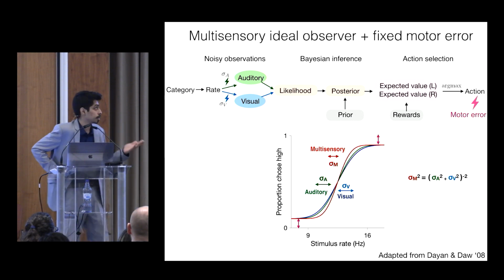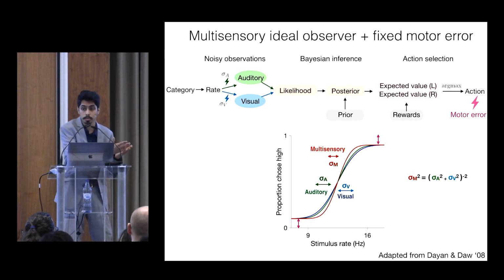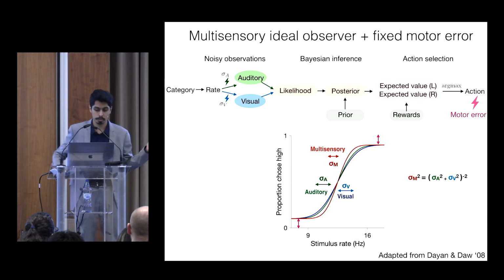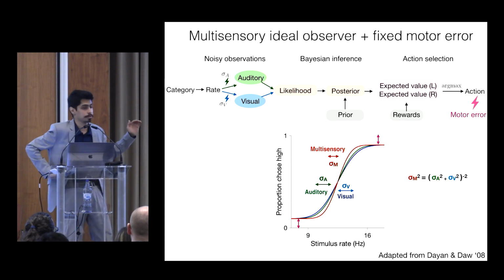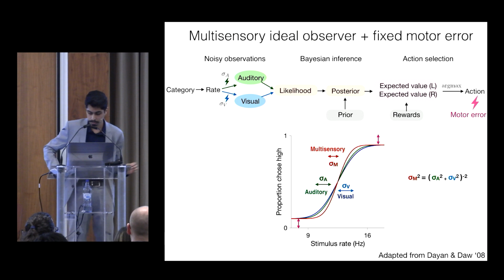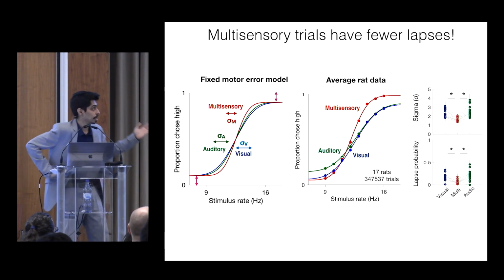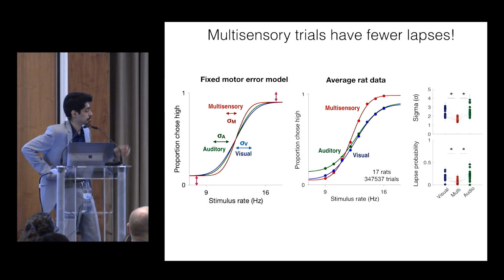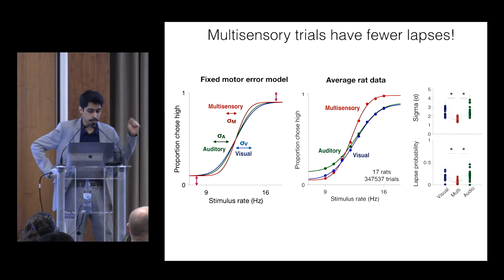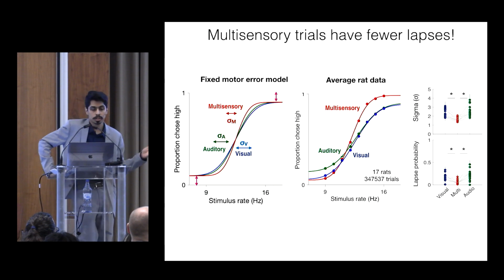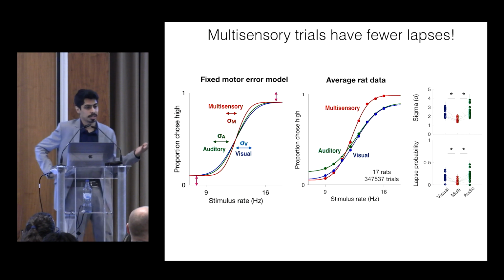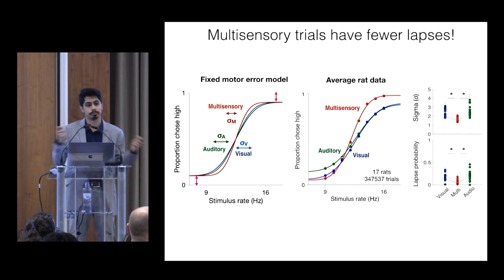To account for the possibility of lapses, we can turn to our first model of lapses, which is errors in motor execution. This model predicts a fixed rate of lapses across the 3 different conditions. However, the data doesn't actually match this prediction, as I hope you can see from this average data from 17 rats on the right. On the multisensory trials, not only do the rats have fewer perceptual errors, but they also have fewer lapses, suggesting that these lapses are not arising from some fixed source of error like motor execution.